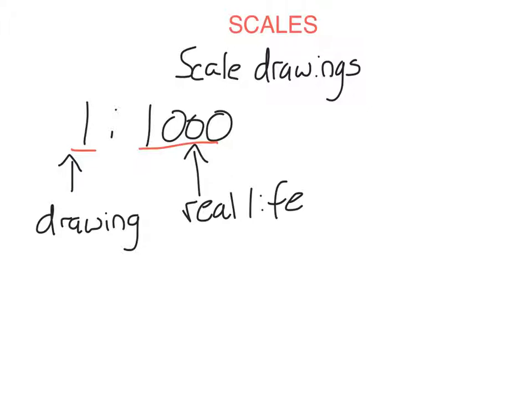Now, you always have the drawing first. That number first always refers to the scale drawing, but you can have the larger number first. You can have something like 4 to 1. So again, the first number is drawing and the second number is referring to real life. So in this first one here, the larger number was real life. So that actually represents a reduction.